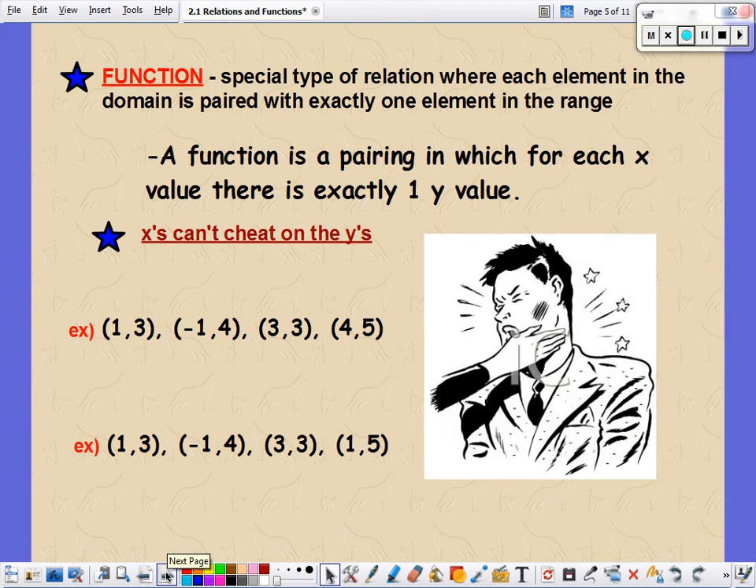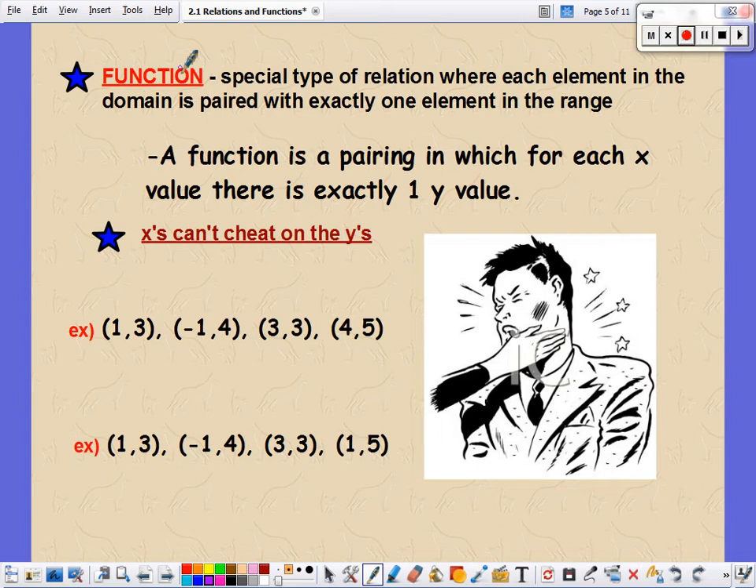Now, when we talk about functions, I just used the word function. Let's talk a little bit about functions. And this is a key thing you need to be responsible for, is what is the definition of a function. A function is a special type of relation where each element in the domain is paired with exactly one element in the range. That needs to be down. That is the definition of a function, and you're going to be able to determine if things are functions by that definition. Now, what does that mean?